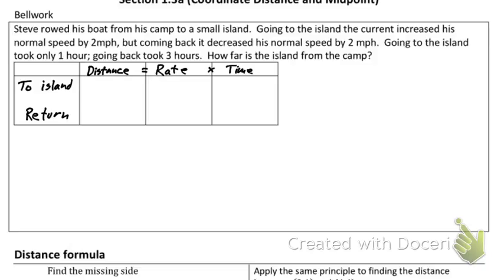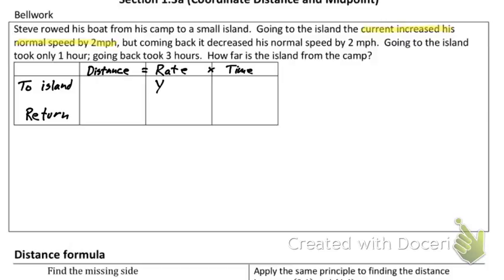So we're going to the island. So let's fill in what information they give me. So Steve rode a boat from camp to an island. We already have that. Going to the island, the current. So we have some current increasing his normal speed by 2 miles per hour. So let's say his normal speed is y. I think I used y. We can use x, we can use y, we can use smiley face. I just want to keep the same thing I did for my answer key.